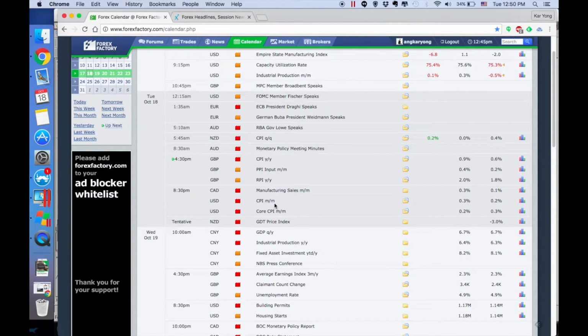Later in the US session, it's interesting because we do have the CPI and core CPI coming in. This will be crucial because it will give more hint as to whether we will see a rate hike. And of course, all these are on top of the US presidential election debate. So these are the few key things to take note of for this trading session.